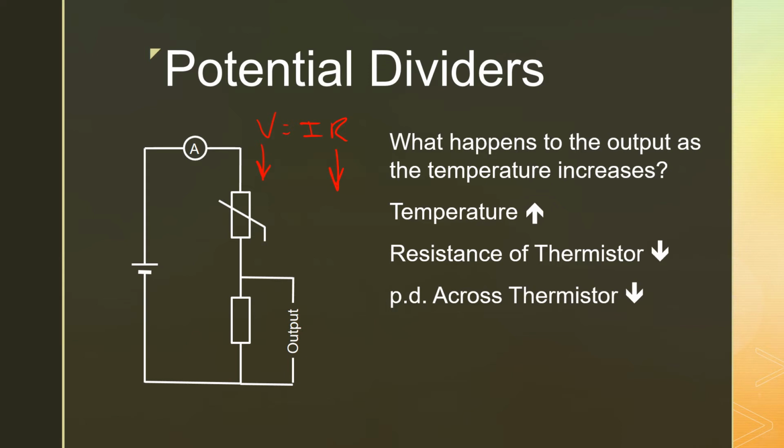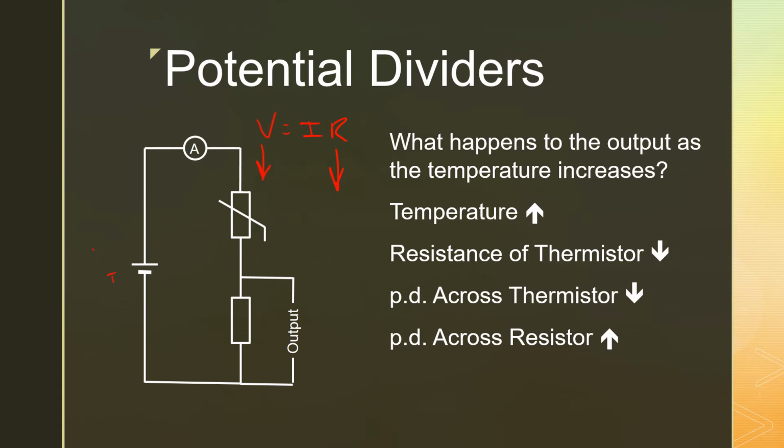Now, here's the important bit. Because the two resistors must add up to the potential difference of the cell, if I call this one V1, that one V2, and that one VT, VT must equal V1 plus V2. And so if, in this case, V1 is decreasing, V2 must be increasing. So we're going to get an increase in the potential difference across the resistor.